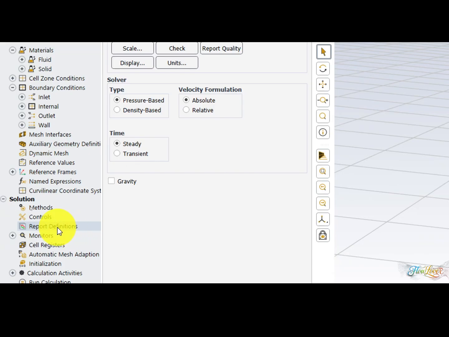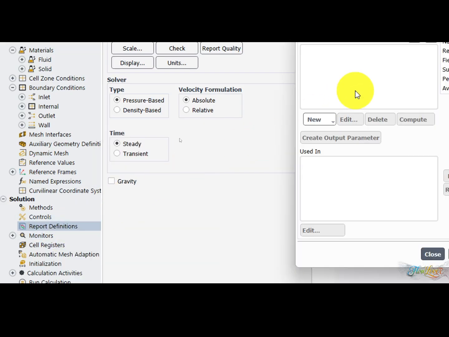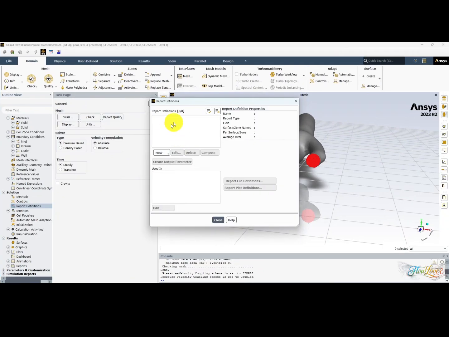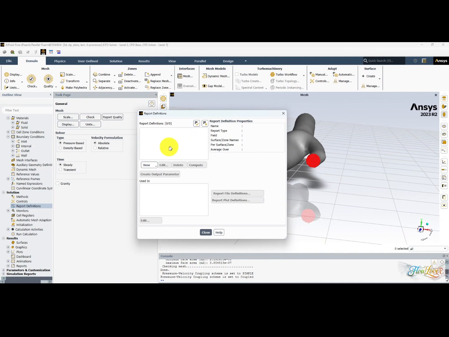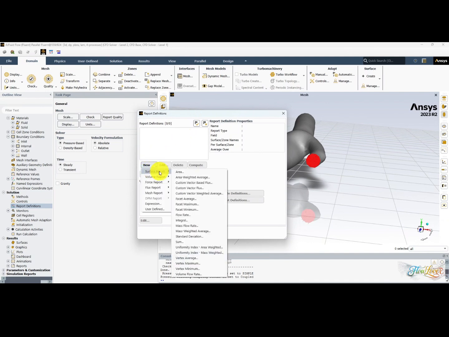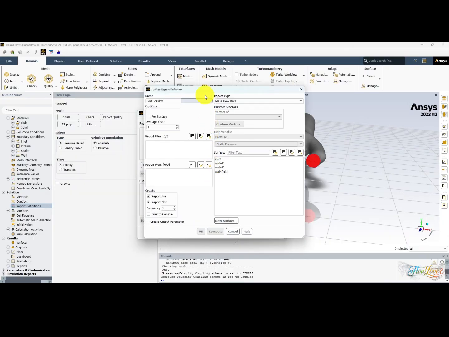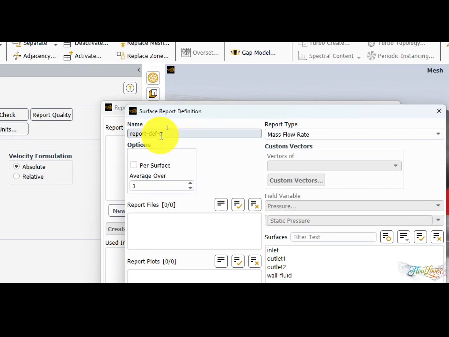Sometimes we need to follow and also to report some parameters during the simulations. For that, we can define them in the report definitions. If you right click and then click on the new, here we can define any parameters that we want to check. For example, we can go for the mass flow rates at the two inlets that we have. So here also we can specify the names. For example, mass flow rate for the outlet 1.